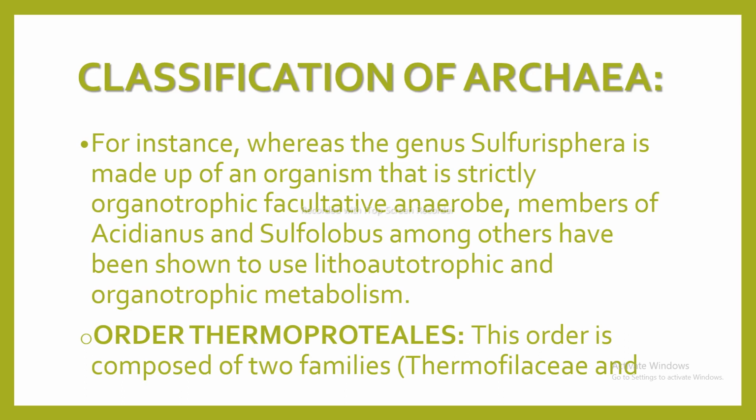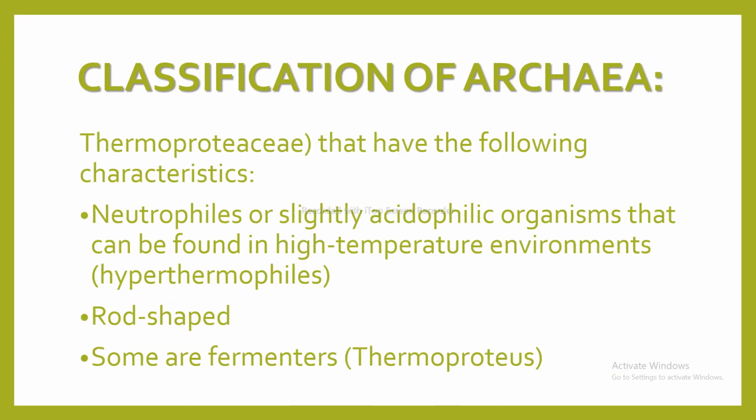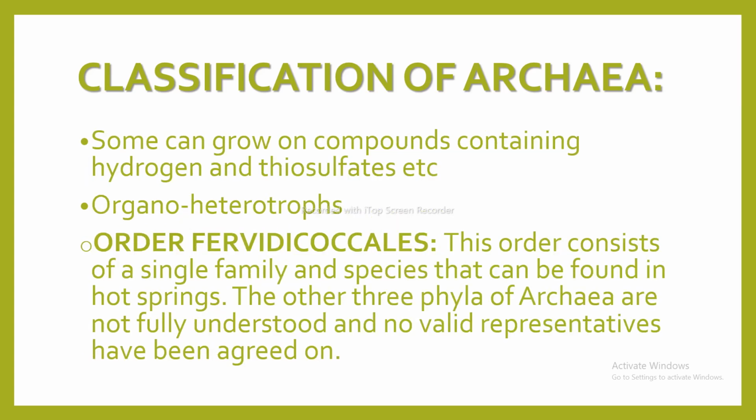Next order is the Thermoproteales. This order is composed of 2 families, which is Thermofilaceae and the Thermoproteaceae that have the following characteristics. They are neutrophiles or slightly acidophilic organisms that can be found in high temperature environments, and hyperthermophiles. Rod-shaped, some are fermenters or Thermoproteus. Some can grow on compounds containing hydrogen and thiosulfates, etc. Organoheterotrophs. Next order is the Fervidicoccales. This order consists of a single family with species that can be found in hot springs.